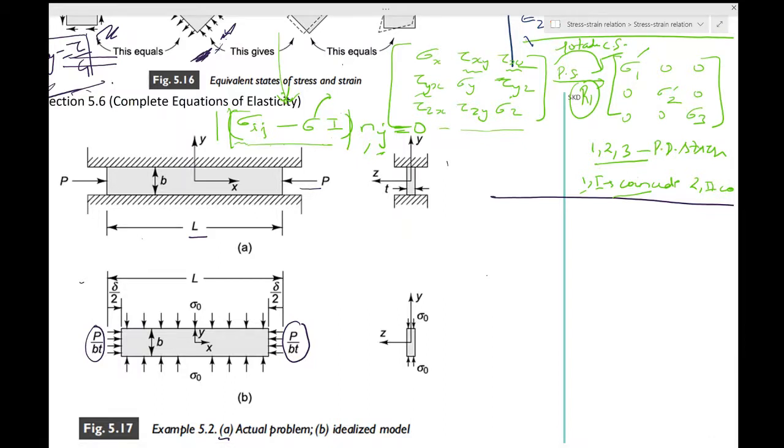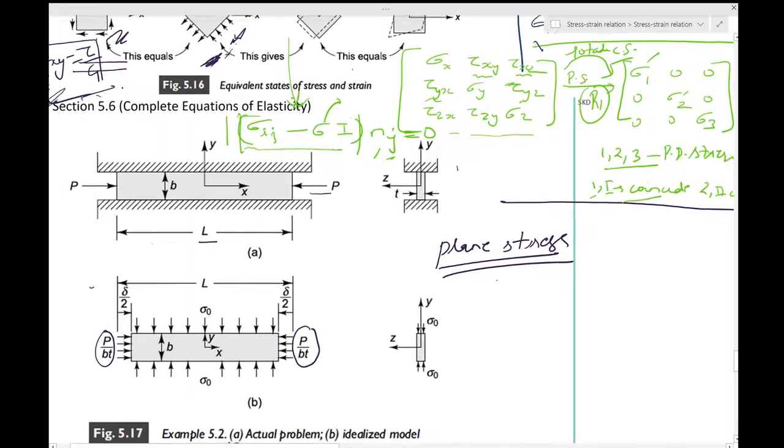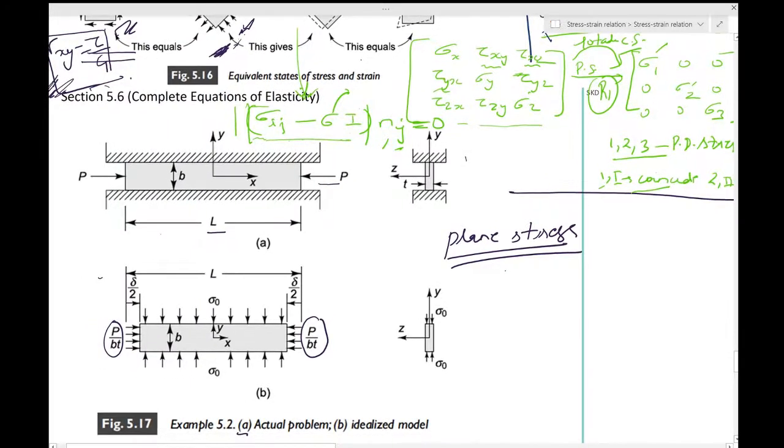There is no normal stress in the thin direction. So this is essentially a case of plane stress. Every time you have these thin solids, you can assume plane stress, and then there is no normal stress in the thickness direction. So in the Z direction, sigma Z will be equal to 0, which is the case.